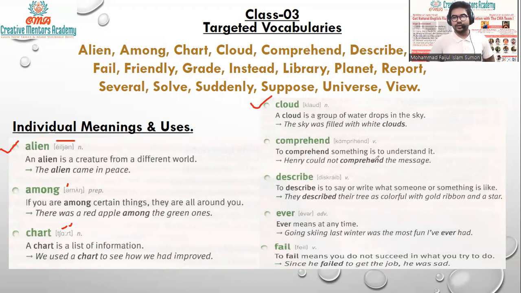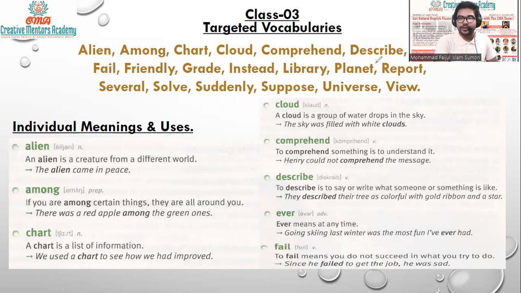Okay, and next one is fail. To fail means you do not succeed in what you try to do. Since he failed to get the job, he was sad. So fail, that means you know better than me. What is fail, right? There is a proverb, and that is failure is the pillar of success, right? So failure is the pillar of success. And if you want to be successful, then please fail, fail, fail. That is a wonderful feeling, you know. So let's move on to the next.